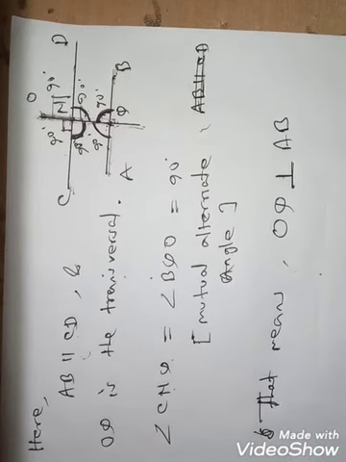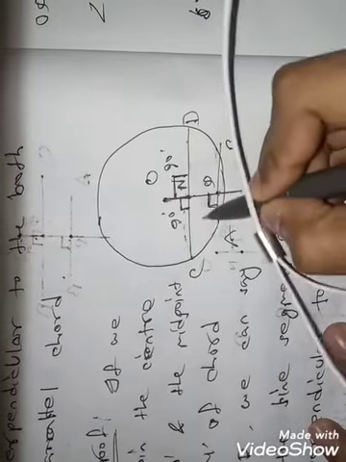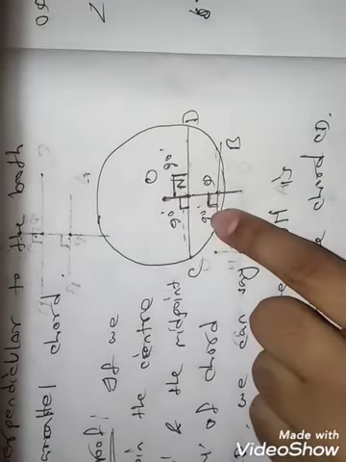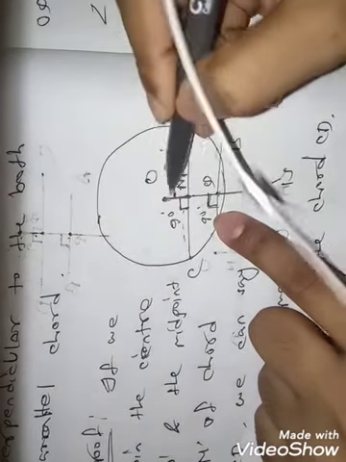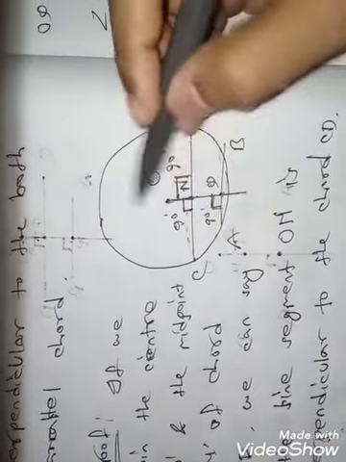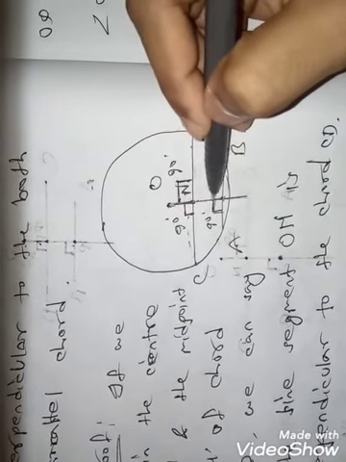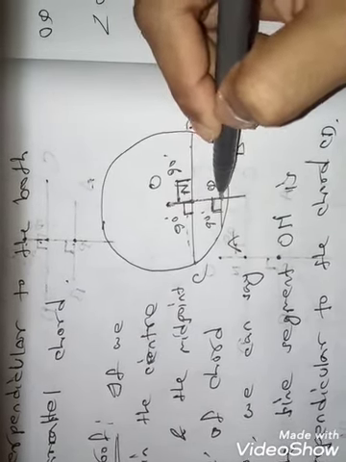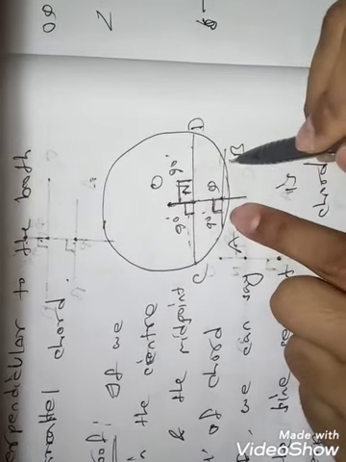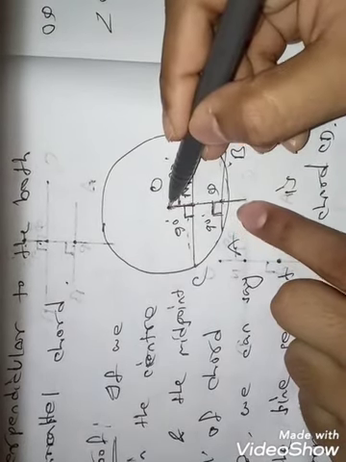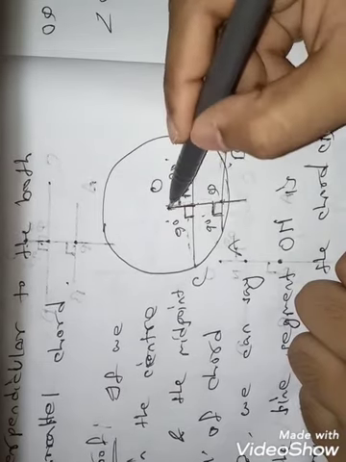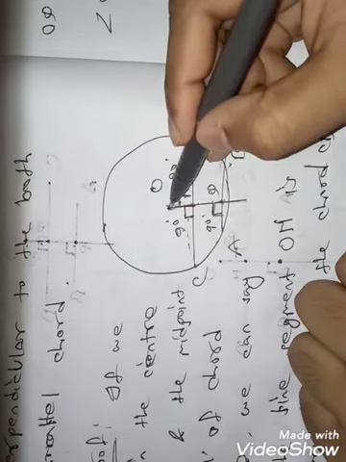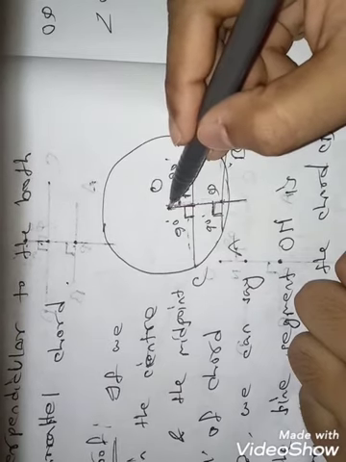Well, back to our main diagram. This one is 90 degrees. This one is 90 degrees. Now the line that creates 90 degrees with chord AB is from the center O. This line is from O. That means it is from the center of the circle.